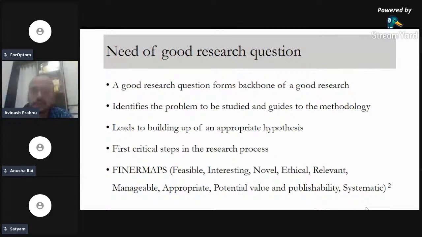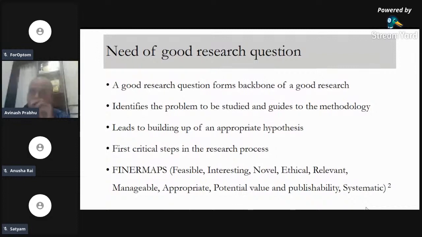Next, novel. It should be novel. It should be a unique idea. You can take the framework or an idea from a different study, but when you're planning your study, there should be some novelty, something new in it. It shouldn't be a copy paste. If you're doing a copy paste of another research, it's more of plagiarism, and it's of no use, simply a waste of time. Ethical. It should be ethical.